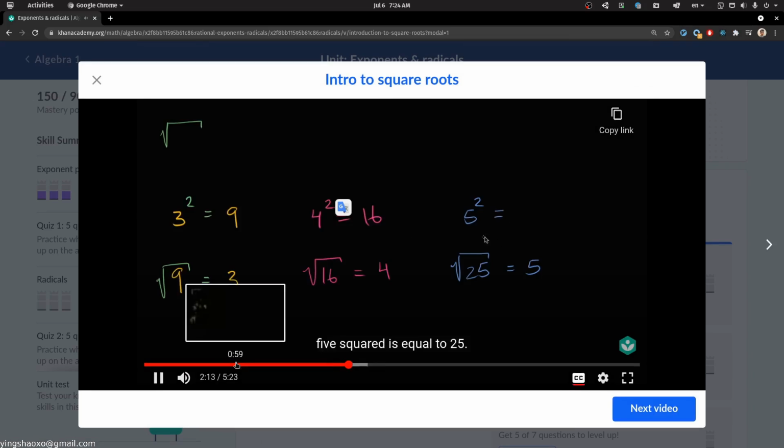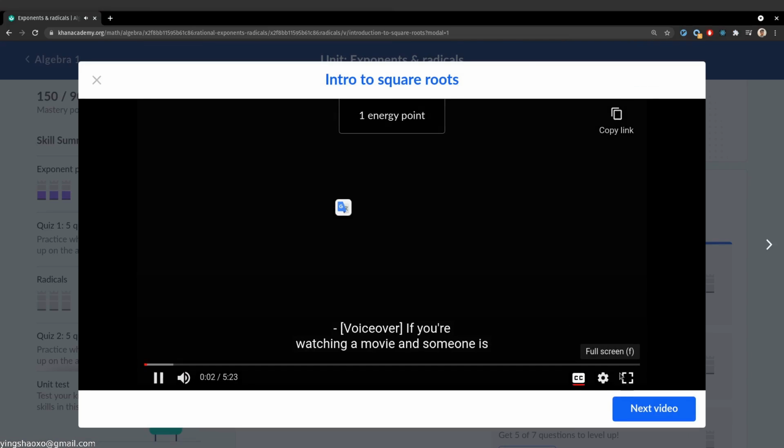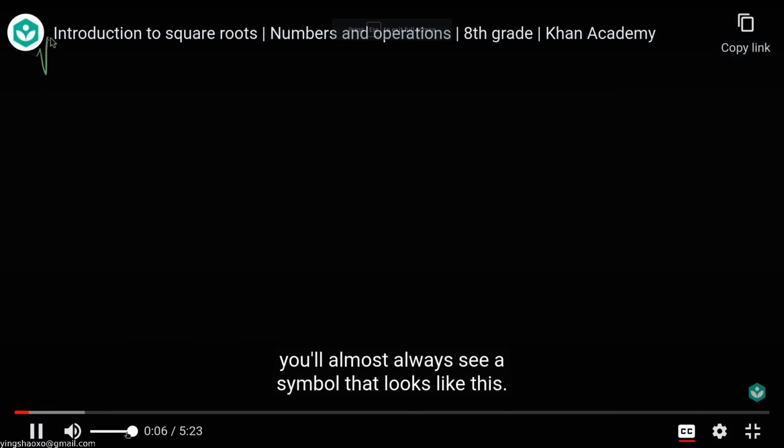Radicals. If you're watching a movie and someone is attempting to do fancy mathematics on a chalkboard, you'll almost always see a symbol that looks like this, the radical symbol. And this is used for the square root, and we'll see other types of roots as well. But your question is, well, what does this thing actually mean? And now that we know a little bit about exponents, we'll see that the root symbol or the radical is not so hard to understand.